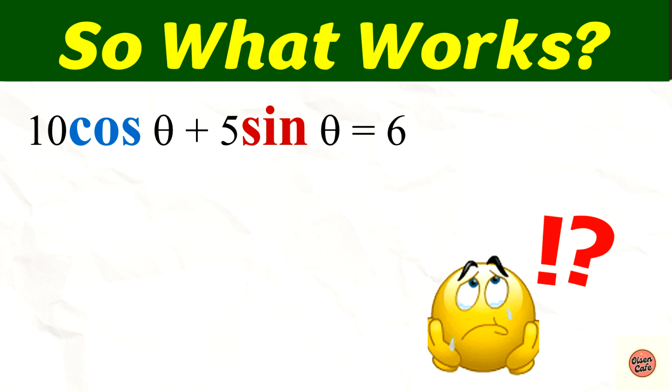Now let's go back to this equation. What works then? How can we solve this equation when there is a constant on the right hand side, if tangent doesn't work over here? This is when we need to apply our R formula.